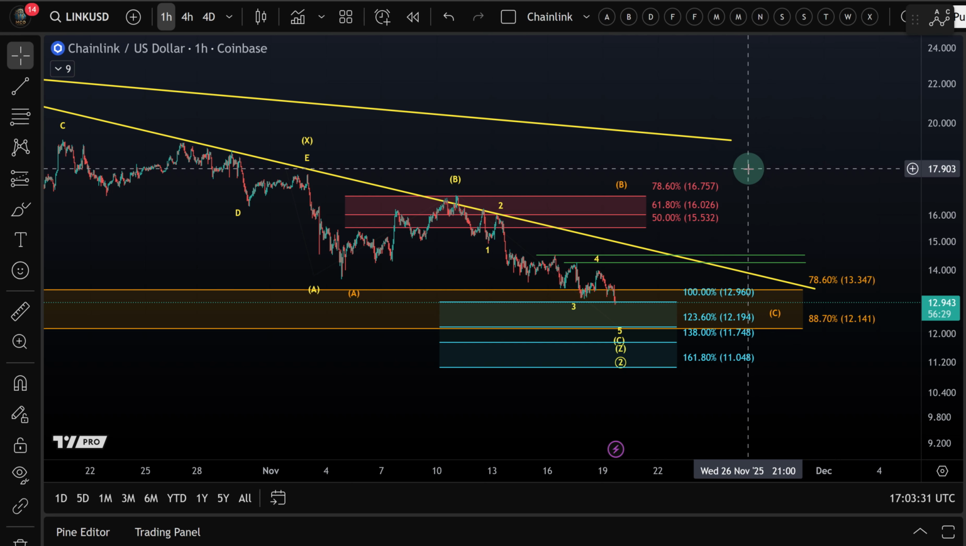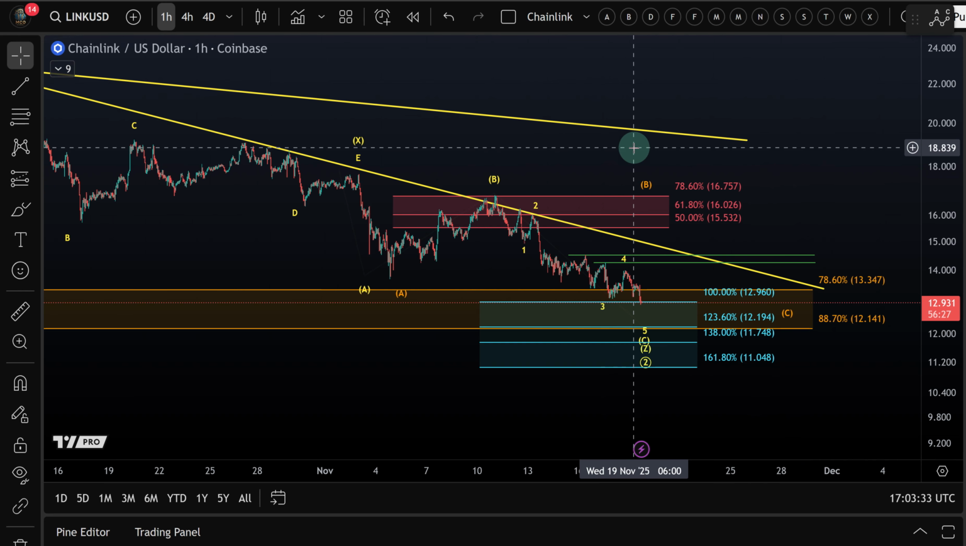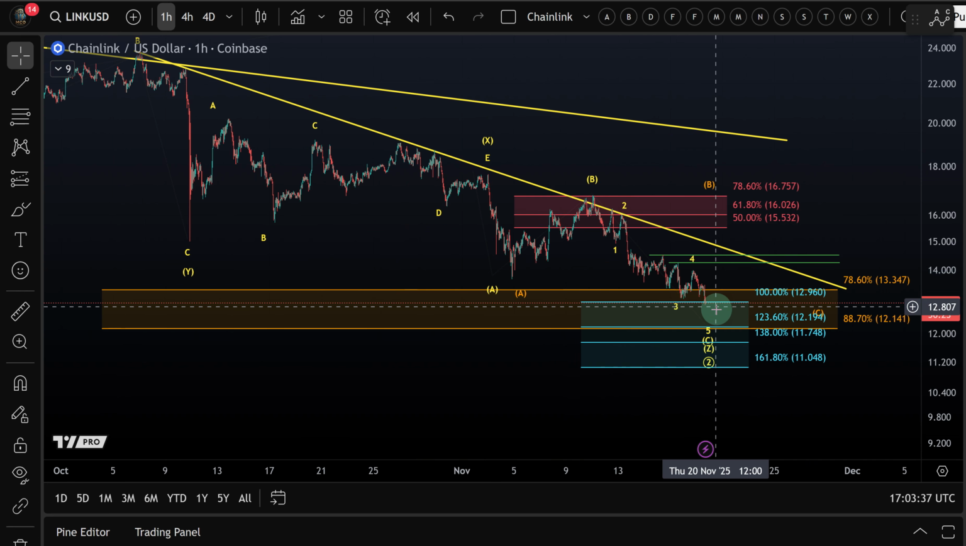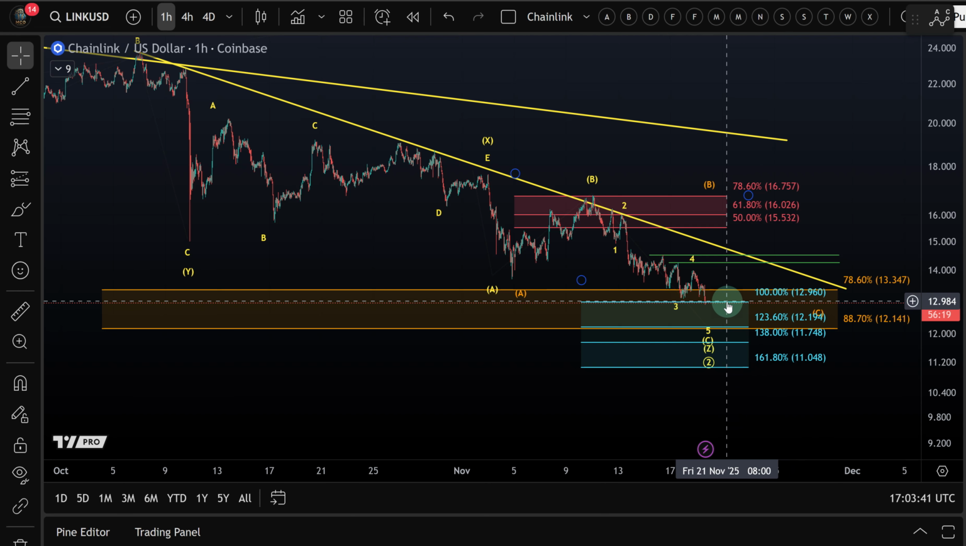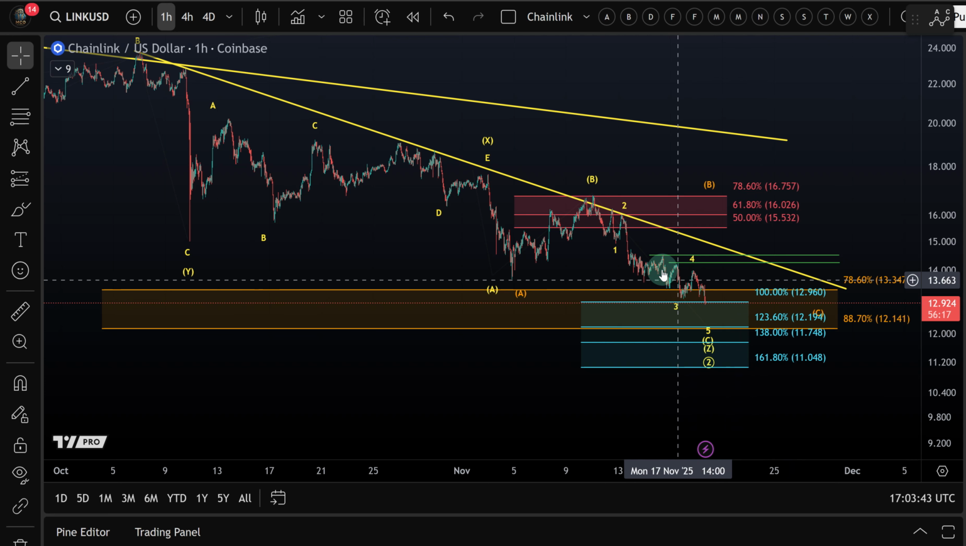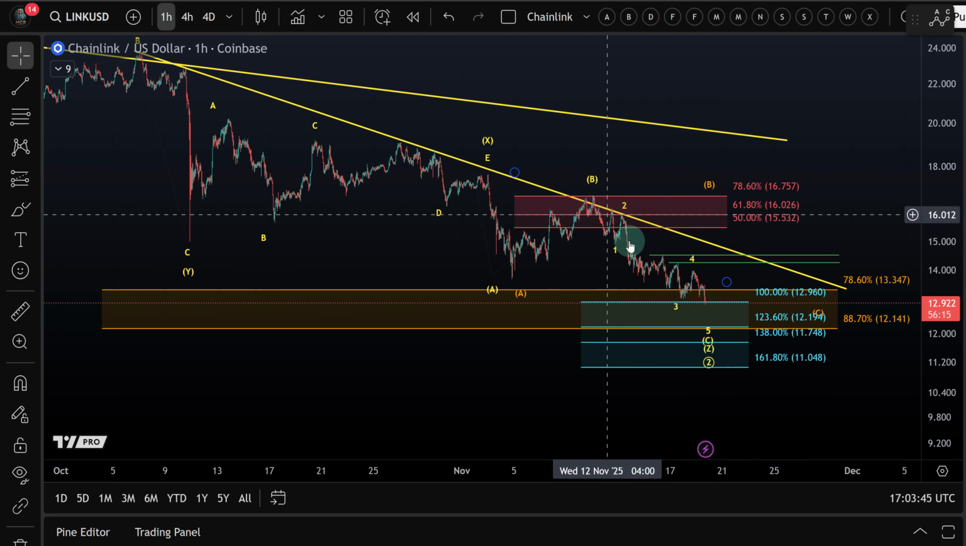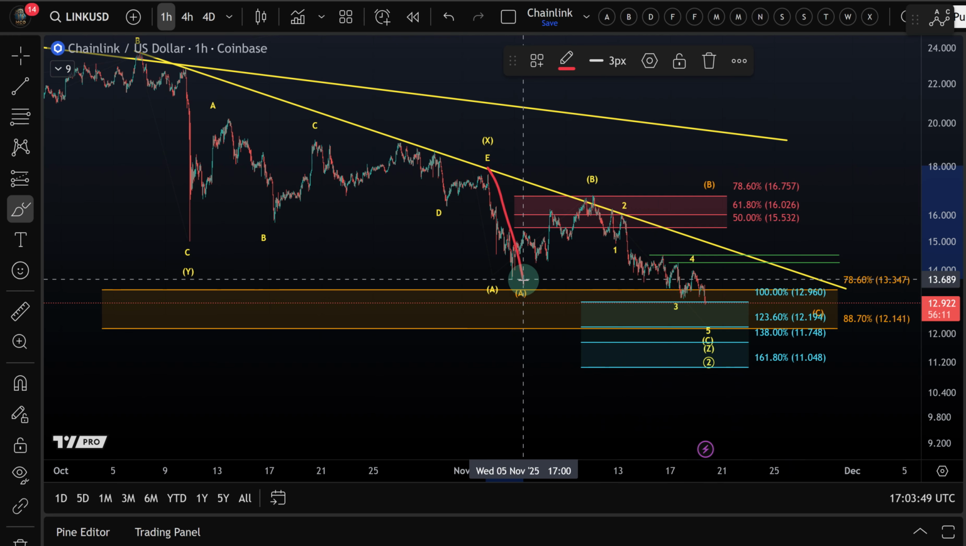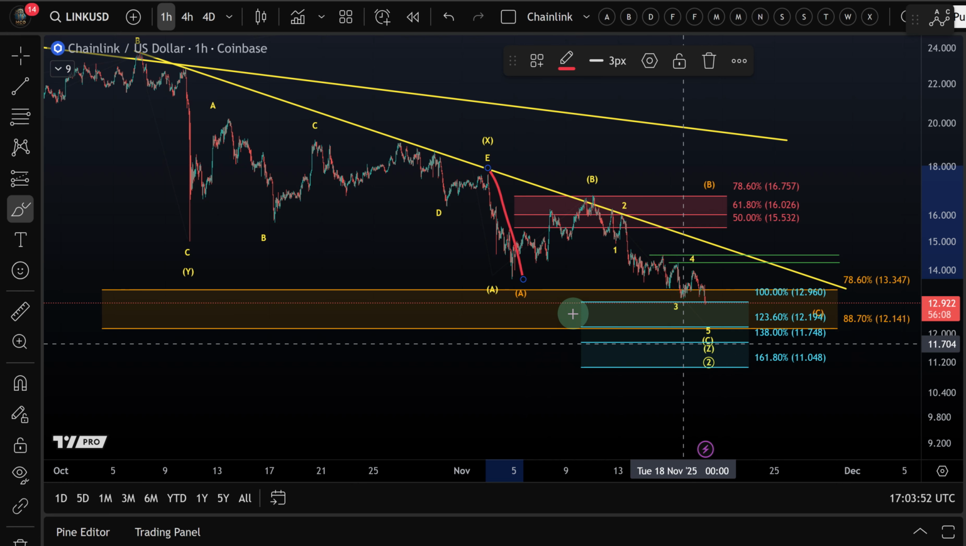I'm here currently on the Link chart. Yeah, we're on the Chainlink chart, and the pressure appears to be to the downside still. We've now reached the 100% extension level. That was a target I talked about over the last few days, last week or so, which was based on the initial decline in this A wave of wave Z.